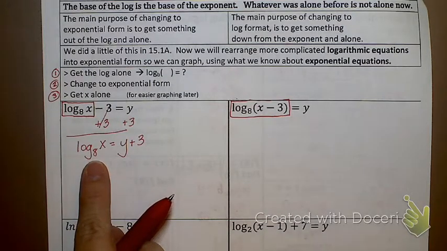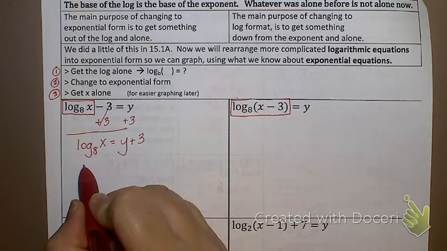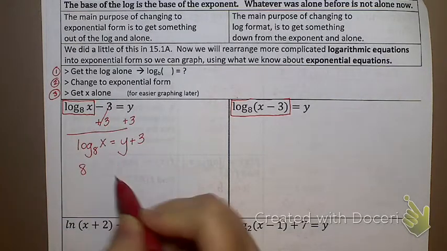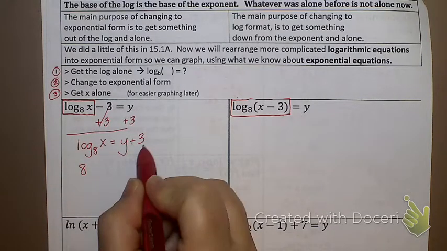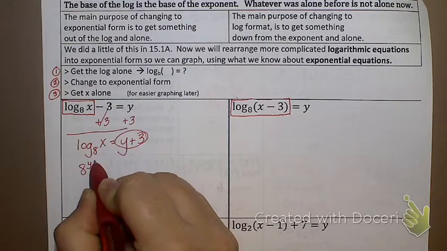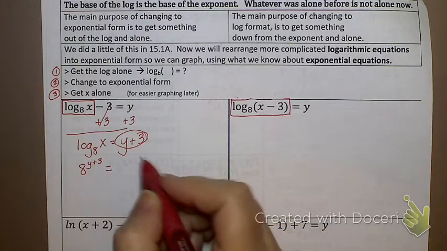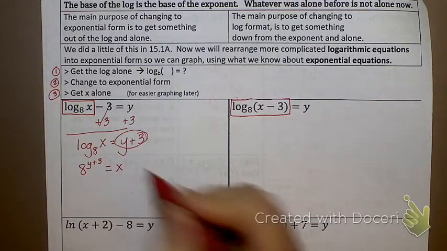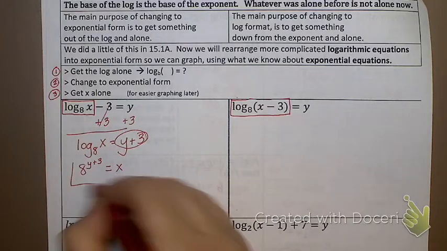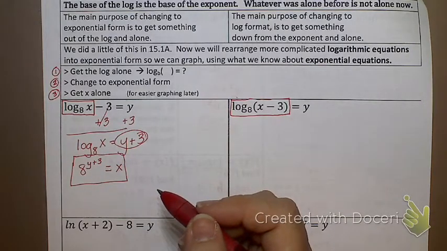So let's move on to step 2. What is step 2? Change to exponential form. So what's the base going to be? What's the exponent going to be? It's going to be this whole thing right there. Y plus 3 equals what? And step 3 is get x alone. In this case, x is already alone, so I'm done. Not too bad, right?